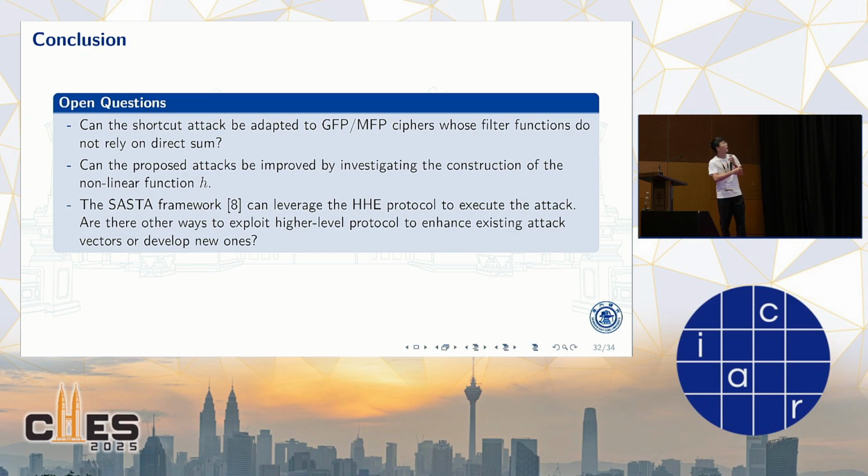The first one is, can our shortcut attack be adapted to the cipher whose filter function does not rely on the DS? The second one is, can we improve our attacks by investigating the construction of the linear function H? And the final one is, recently the SASTA framework was proposed, and they can use the HHE protocol to execute the DFA. So our question is, are there other ways to use the higher order protocol to enhance the existing attacks or just develop some new attacks? That's all. Thank you.